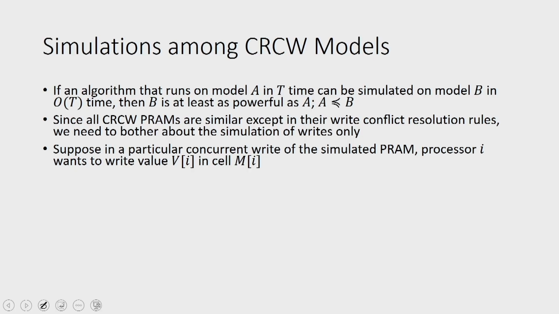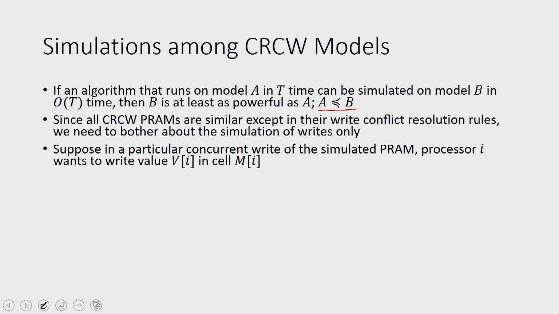Let us say an algorithm runs on model A in t time, and suppose it can be simulated in model B in order of t time. Then we say that B is at least as powerful as A, and it is denoted in this fashion. It is read as B is at least as powerful as A.